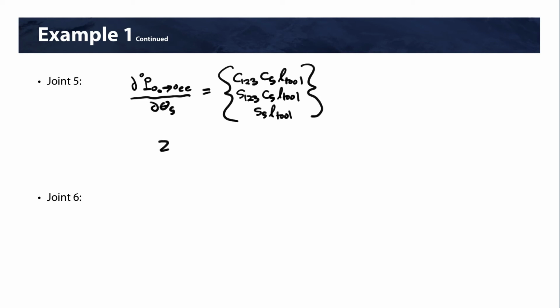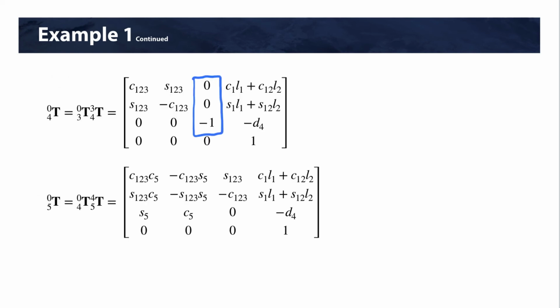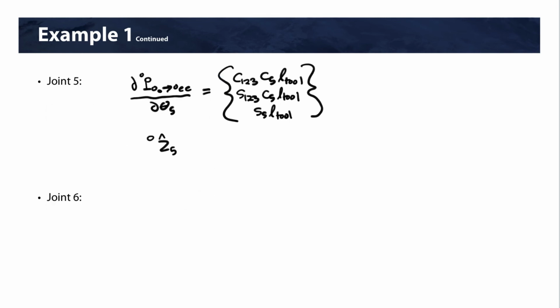We need the Z5 joint direction. We're going to go to T05 to get that one. All right, here's T05. There's our Z, our joint direction. Okay, so we can go make a note of that. So Z5 is S123, minus C123, and 0. Again, we got that from T05.